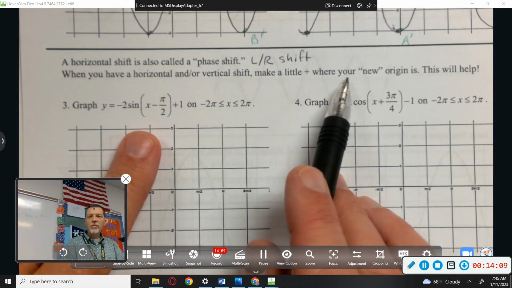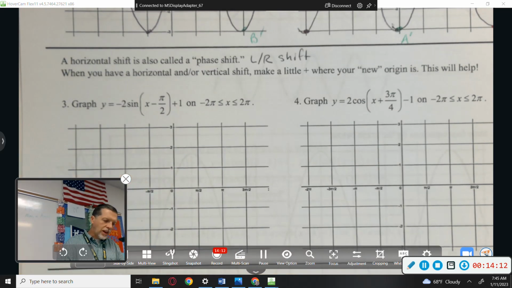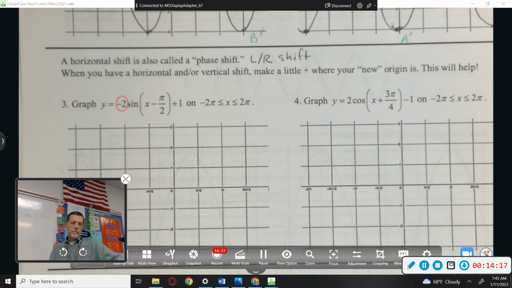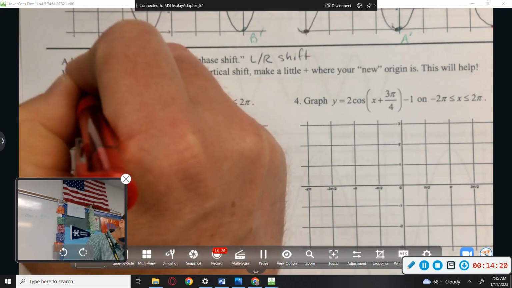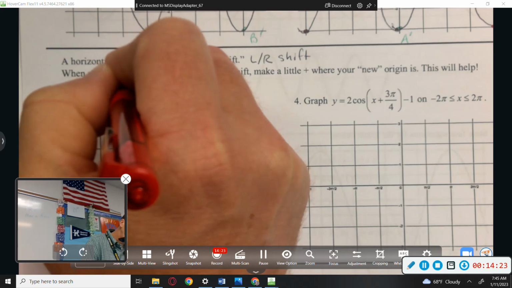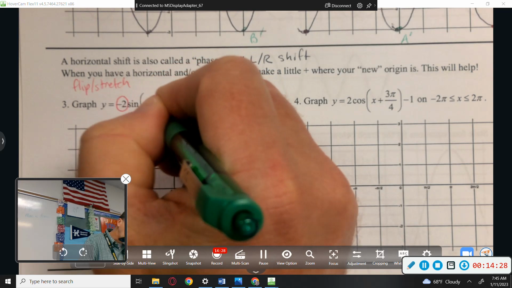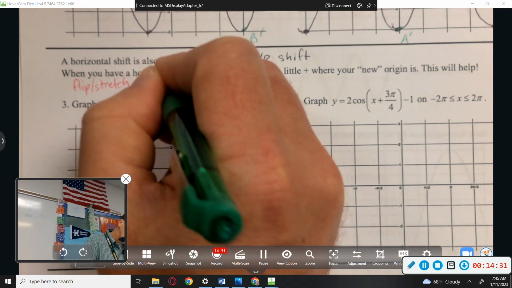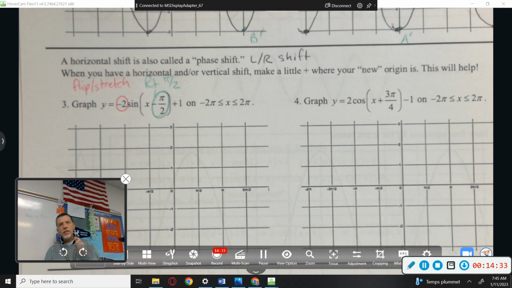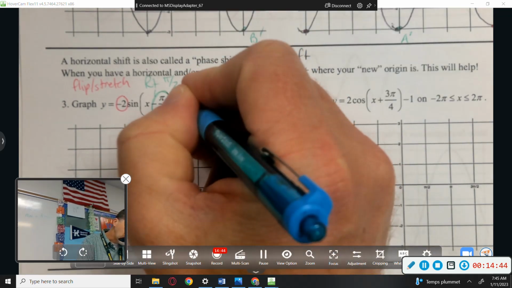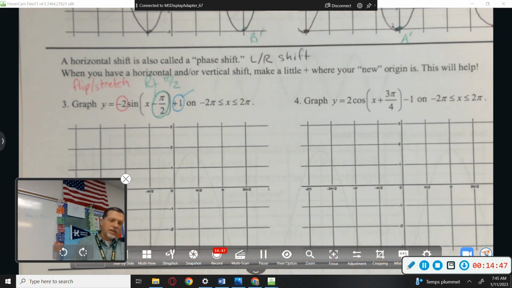Make a little plus sign. What in the world does that mean? So let's just take them in order. What's the negative 2 going to do? Stretch and flip. So they got a flip and a stretch. How about the minus pi over 2? What's that do? Going to go right pi over 2. This one is a little tricky. Whenever you have a phase shift, you got to make sure you shift your whole perspective right or left, and we'll talk about how to do that in a minute. And then the plus 1, what's that do? It's up 1.